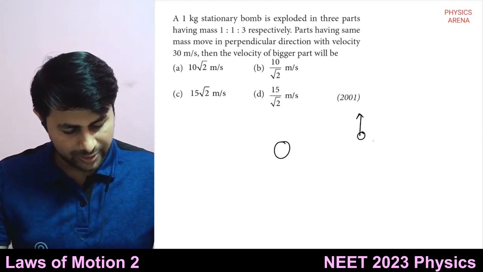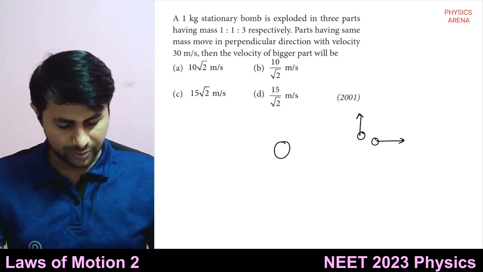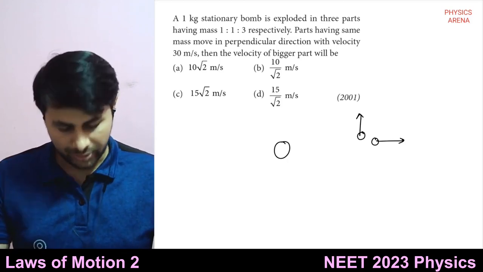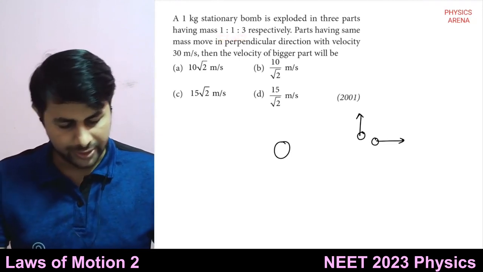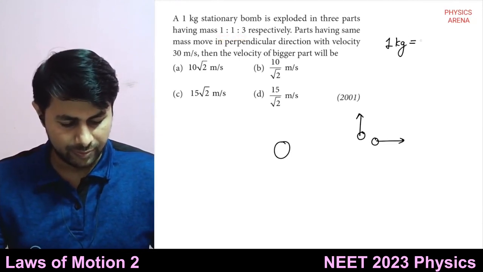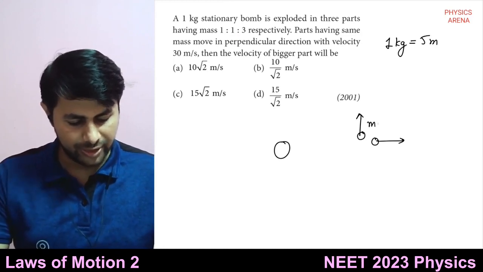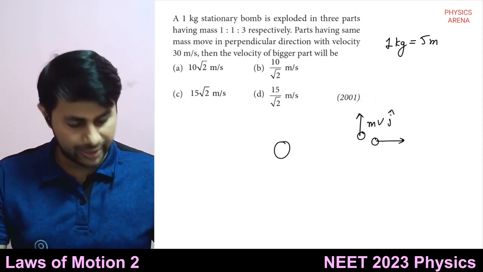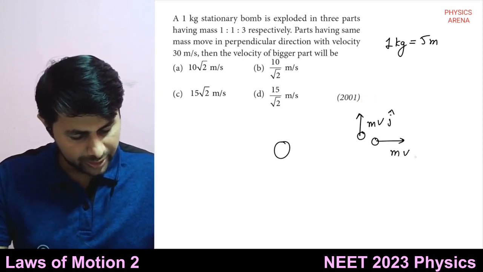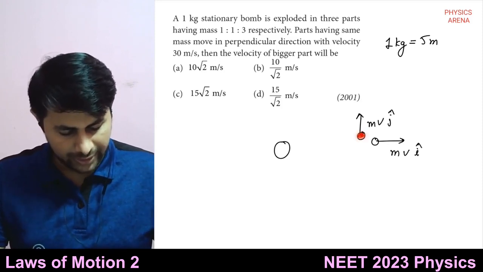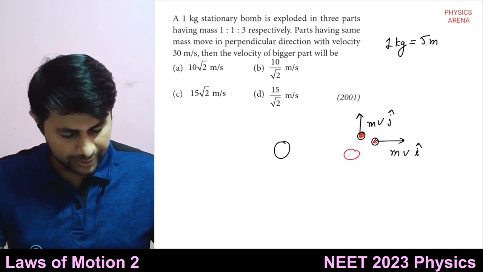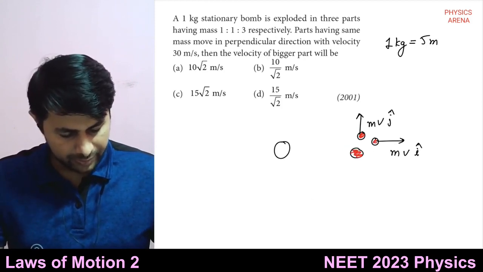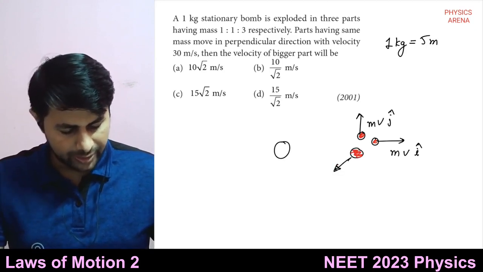So this is a bomb which explodes into 3 parts. So 2 parts move like this. Okay, so it is 1 kg. Let's suppose 1 kg equals 5 m, because this is 1 plus 1 plus 3. So this is m times v in this direction, mv j cap, and this is m times v into I cap, right? And this mass, which is 3m, will move in this direction.